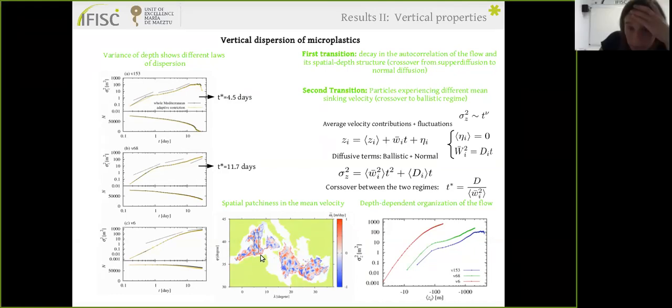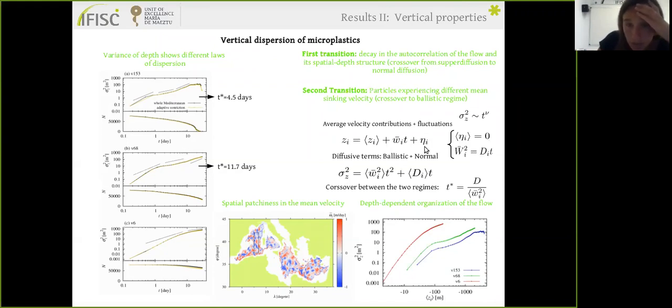So we can assume that this transition, or this crossover from normal to this ballistic regime, is due to this difference in the mean flow, in the mean vertical velocity. But okay, let's see if this model works. So here we have the ballistic term, and here we add normal diffusion, which is dependent on the diffusion coefficient. Okay, so these fluctuations have zero mean, okay, and this variance.